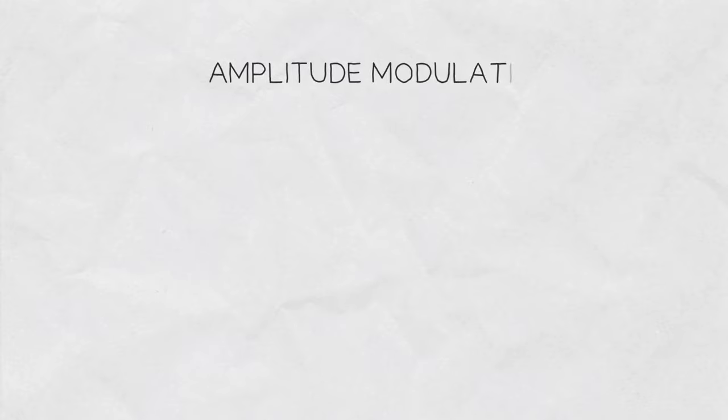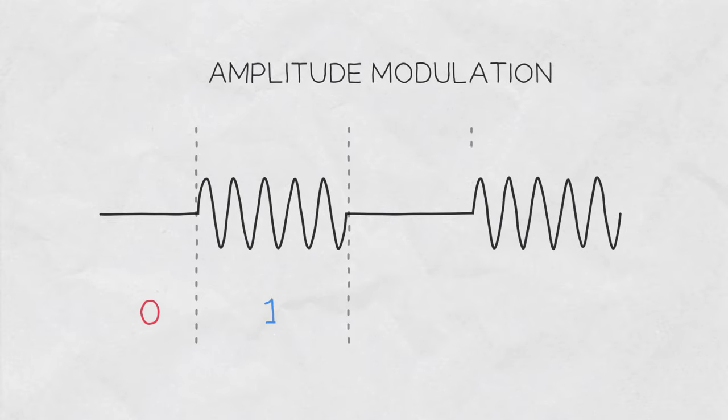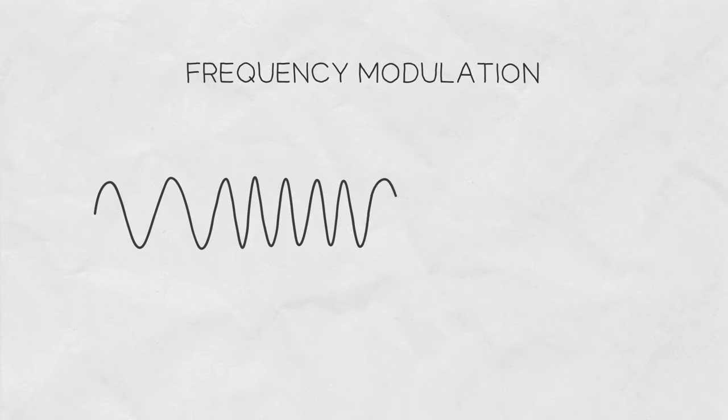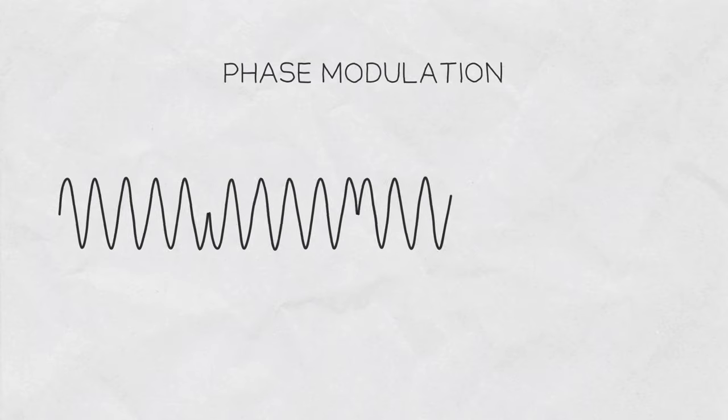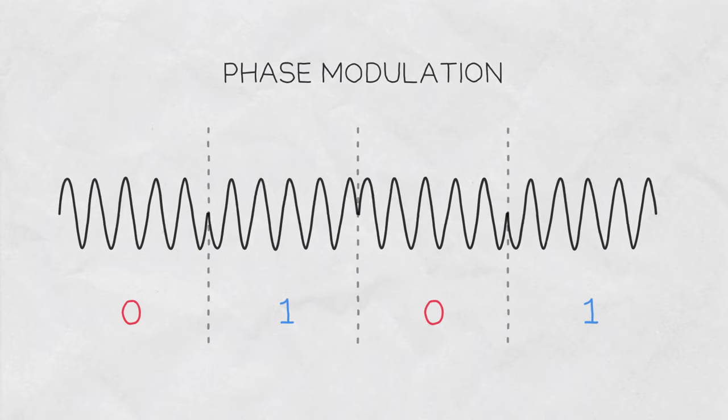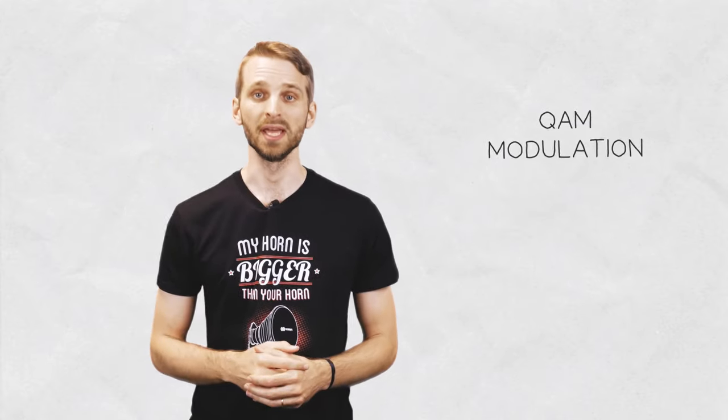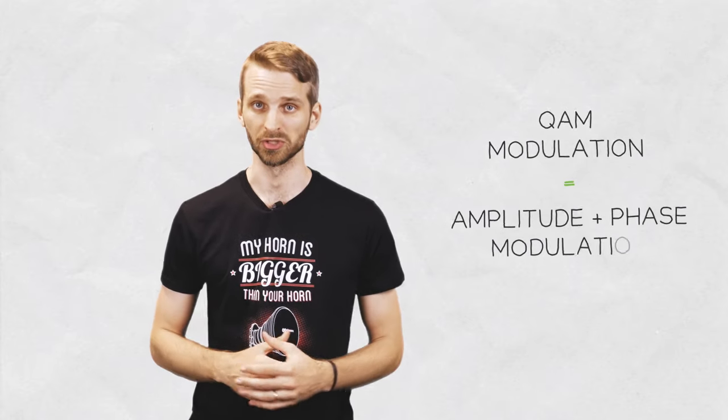Digital communication systems work with ones and zeros, which are easy to encode. With amplitude modulation, a simple on-off switch is enough to encode 1 and 0. With frequency modulation, signals with two different frequencies do the job. And with phase modulation, it's shifting the signal by 180 degrees. QAM is a combination of amplitude and phase modulation.